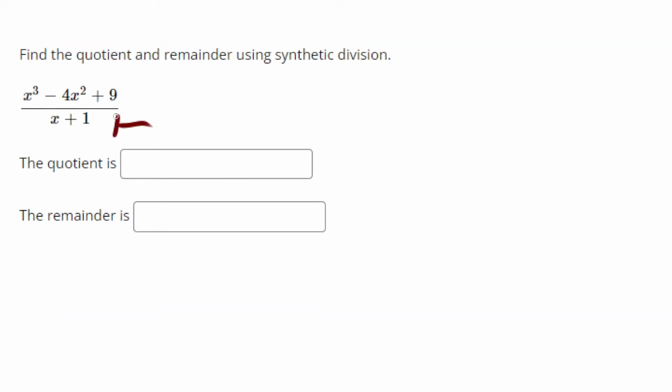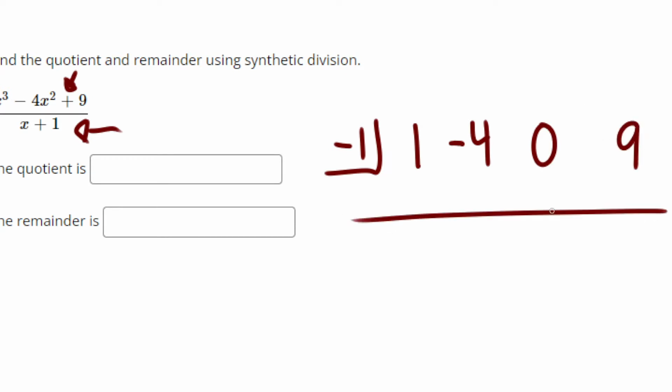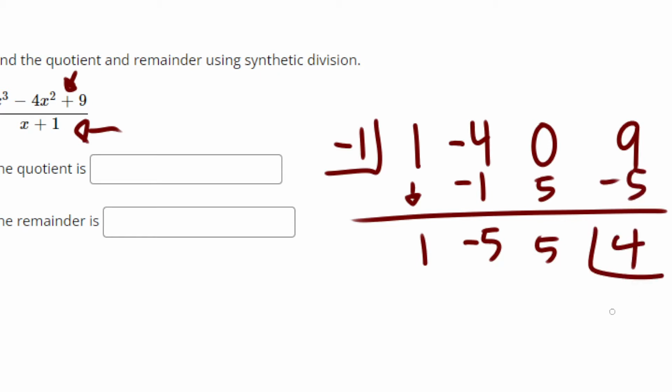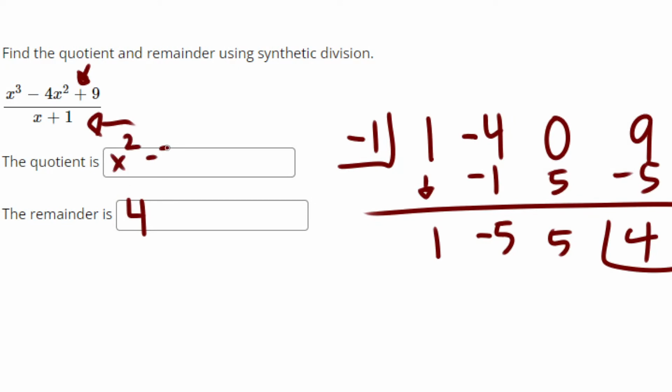Same idea here. We have an x plus 1, so minus 1 in this case. We have a coefficient 1, a coefficient negative 4, but we don't want to put 9 next. We need a placeholder for that missing x. So we'll do a coefficient 0, and then a positive 9. And now we can drop this 1, which is 1, and then negative 1, which is negative 5, which is 5, 5, negative 5, 4. So now we have that in our cubby. The remainder is 4. And we have x squared minus 5x plus 5 as our quotient.